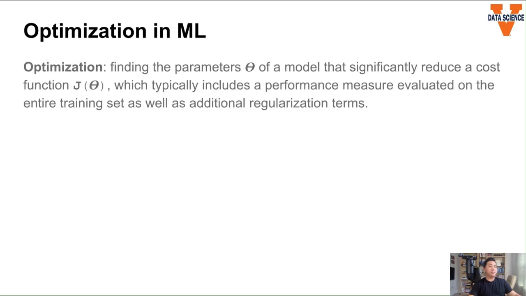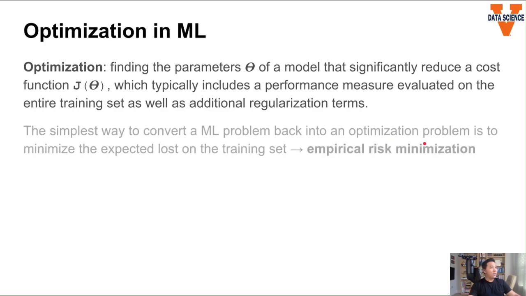Optimization in machine learning is the process of finding the parameter theta of a model that significantly reduces the cost of a loss function J, parameterized by the parameter theta, which would typically include the performance measure evaluated on the entire training set, as well as some regularization terms that we have seen before. So we can frame the machine learning problem as an optimization problem to minimize the expected loss on the training set. And this is typically called empirical risk minimization in the optimization framework.